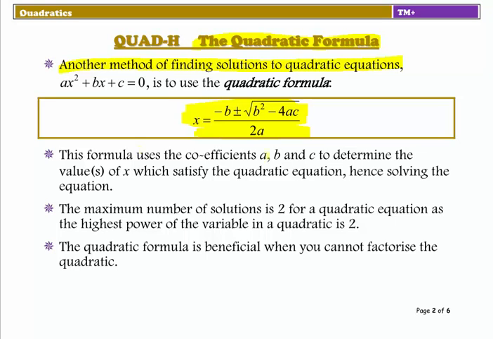This formula uses coefficients of a, b and c to determine the values of x which satisfy the quadratic equation, hence solving the equation. Now the maximum number of solutions is 2 for a quadratic equation, as the highest power of the variable in the quadratic is 2. And as already said, the quadratic formula is beneficial when you cannot factorise a quadratic.